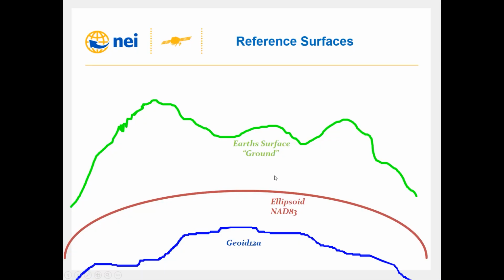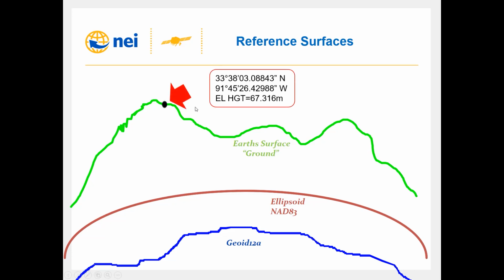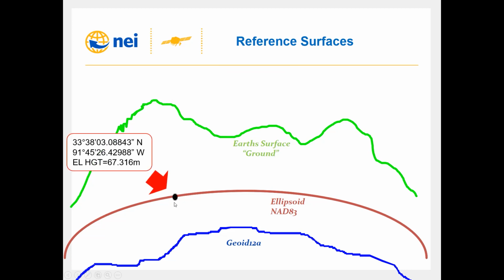So if you had Geoid 12A, ellipsoid NAD83, and the Earth's surface, if you went out with your GPS and you took a shot right there on the ground surface, that would be your information, right? Problem is that information is actually right here. You actually shot it on the ellipsoid and state plane coordinates. So it actually comes in right here.